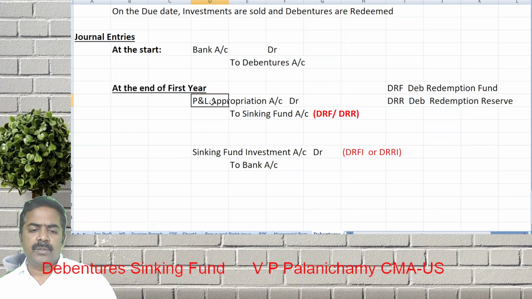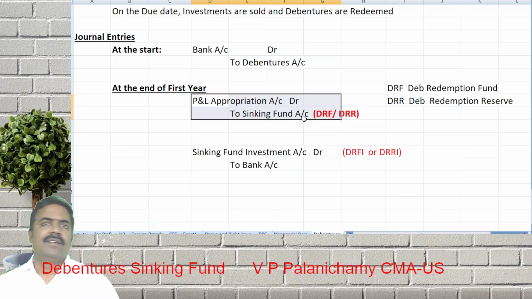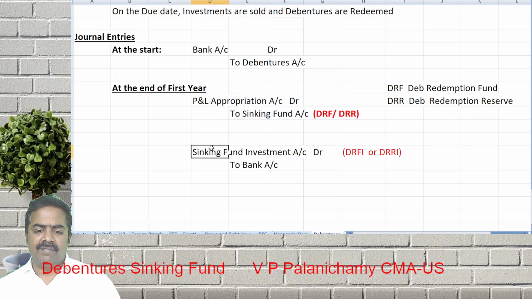So in the first year there are only 2 entries. What are the 2 entries? Take the money from the P&L account and invest the money. That's all. Next.